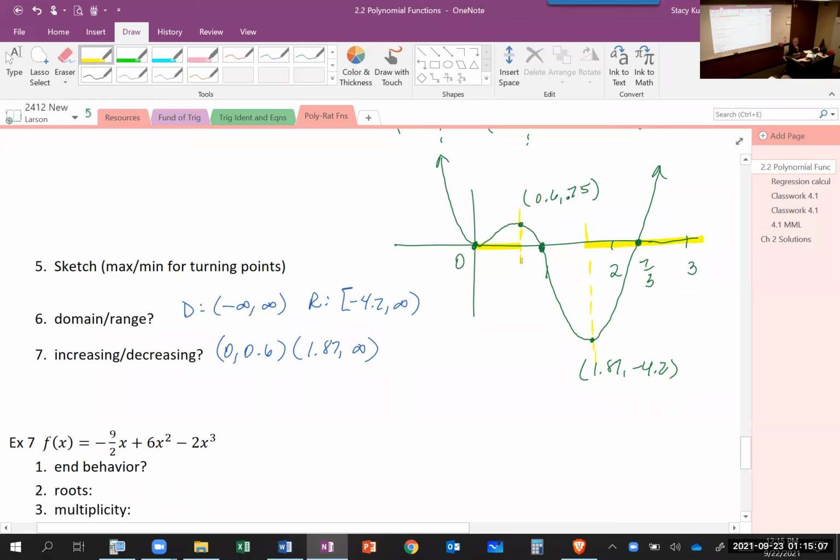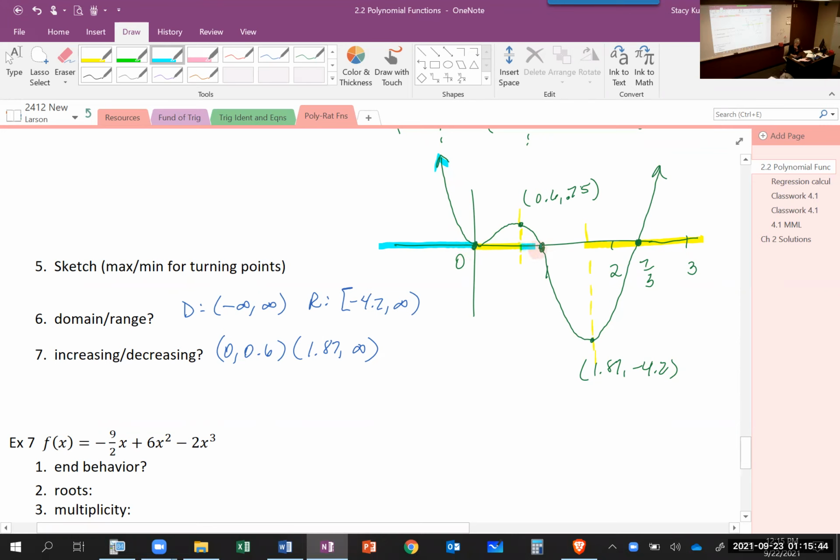Now, decreasing, where is the function decreasing? Even though this arrow implies it, the end behavior goes off that way, right? As x is getting smaller, the function is actually decreasing, okay? So as x is getting smaller, read it from left to right. When we're talking about increasing versus decreasing, read the graph from the left to the right. So the function itself is decreasing from negative infinity to 0.